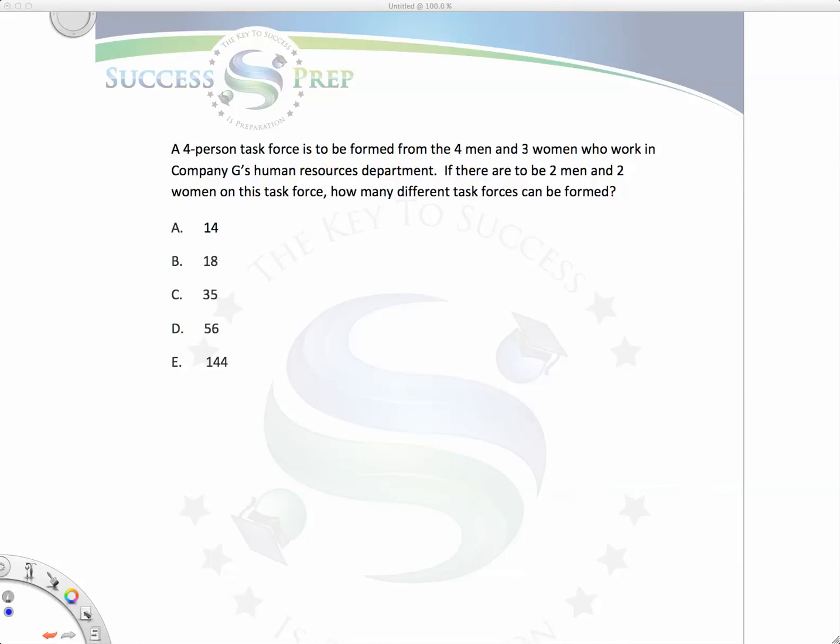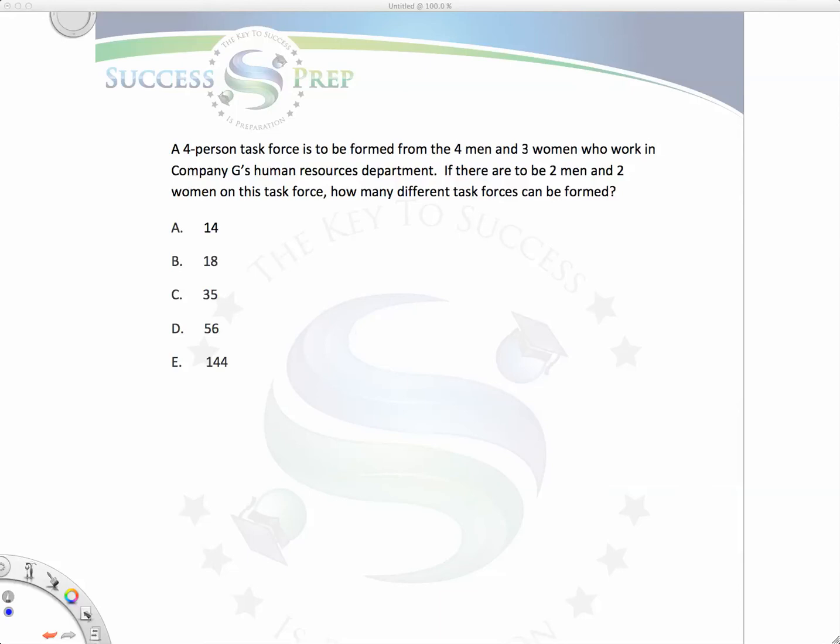You could get a question like this on either the GMAT or the GRE. It says a 4-person task force is to be formed from the 4 men and 3 women who work in the Human Resources Department. It says there are to be 2 men and 2 women on each task force. So what you have is a combination type question.